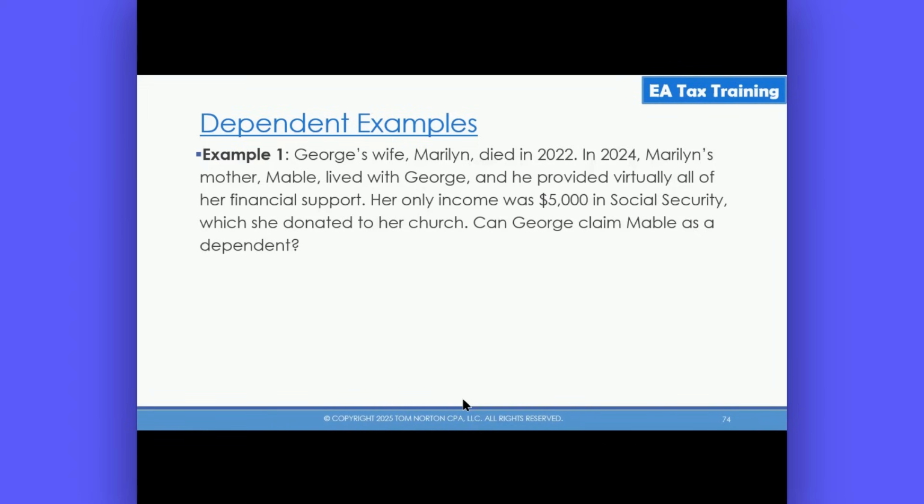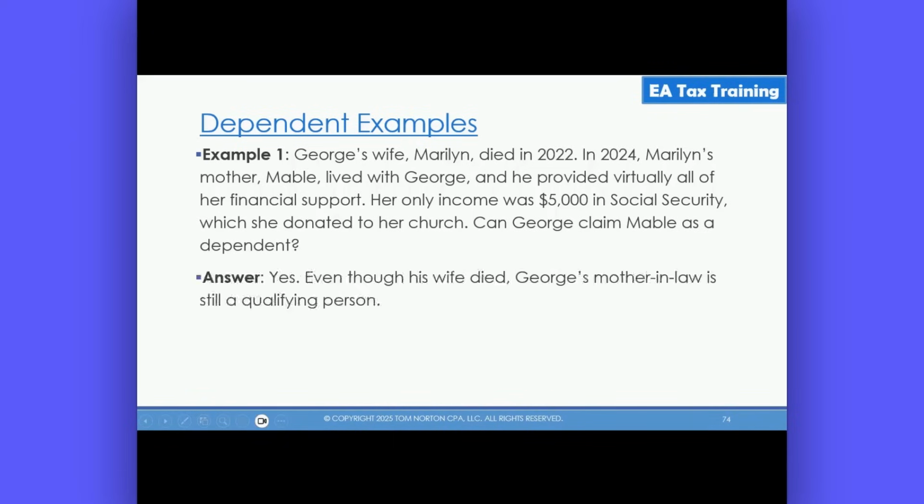Let's think about it. Is Mabel on the list? Well, she was a mother-in-law. Mother-in-law is definitely on the list. However, remember, his wife died two years ago in 2022. So does Mabel still count as George's mother-in-law? And of course, you know the answer. Yes, she does, because those relationships do not end due to death or divorce. So Mabel does count as his mother-in-law. He's providing all of her support. She does not have more than $5,050 of income, and she's not using that money to support herself. So the answer here is yes. George can claim her as a dependent.